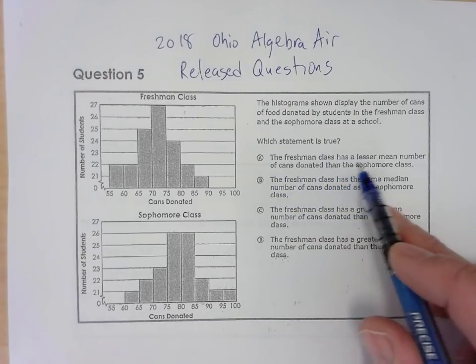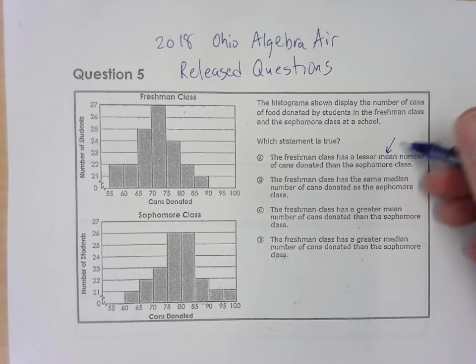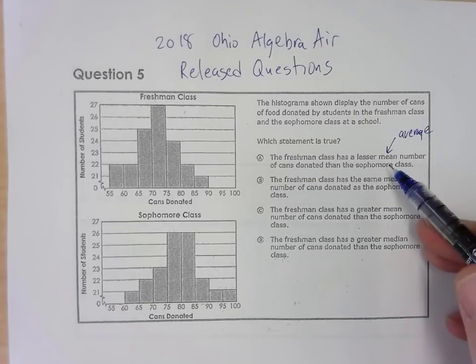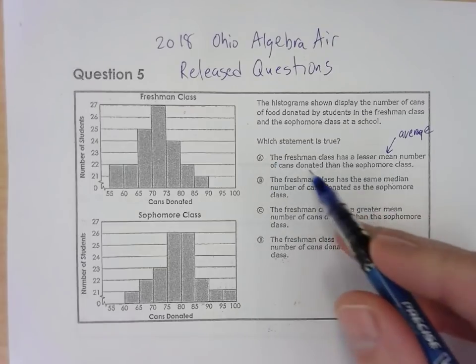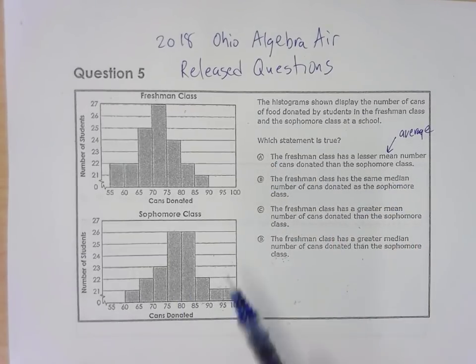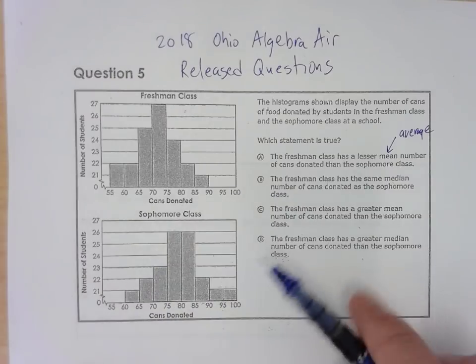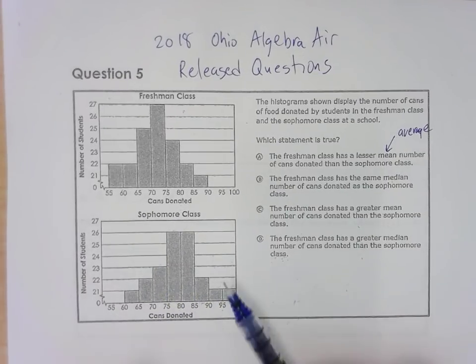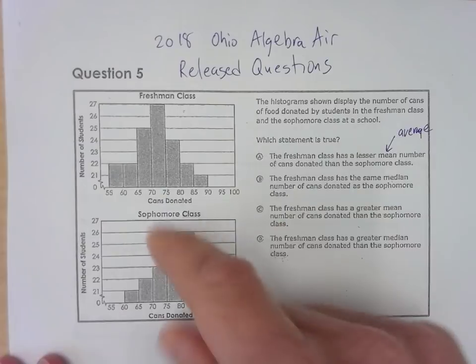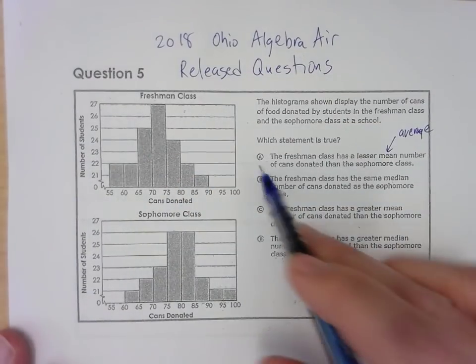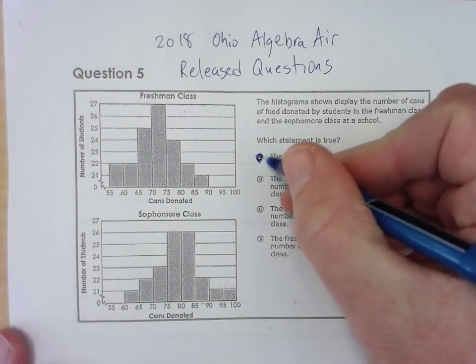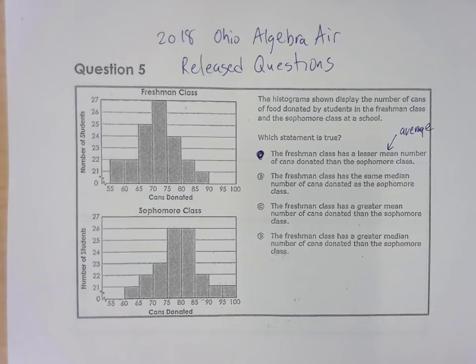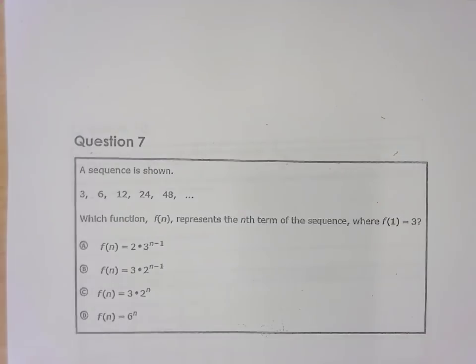The freshman class has a lesser mean. Mean is the average. So it's a lesser average than the number of cans donated by the sophomore class. You can see the sophomores have more cans towards this direction, the freshmen have more cans towards that direction, which means this statement is definitely true. Median means middle number, and that's what they talk about here, the median and the mean.